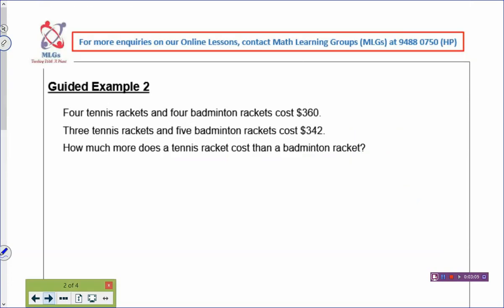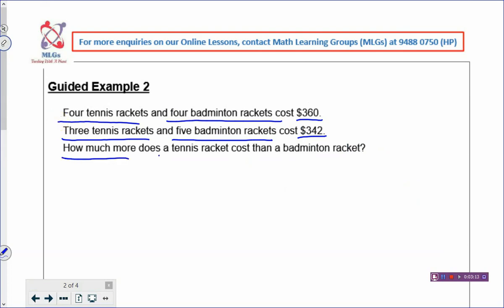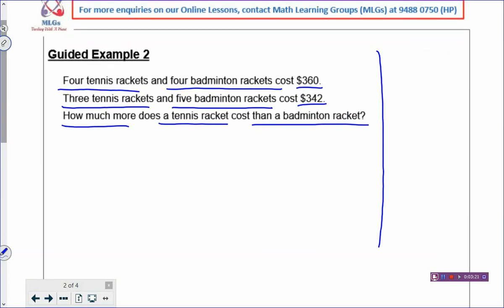Now, 4 tennis rackets and 4 badminton rackets cost $360. 3 tennis rackets and 5 badminton rackets cost $342. How much more does a tennis racket cost than a badminton racket? Alright, now, if you look at the first sentence, how do we draw that out? Now, you have 4 tennis rackets and 4 badminton rackets.